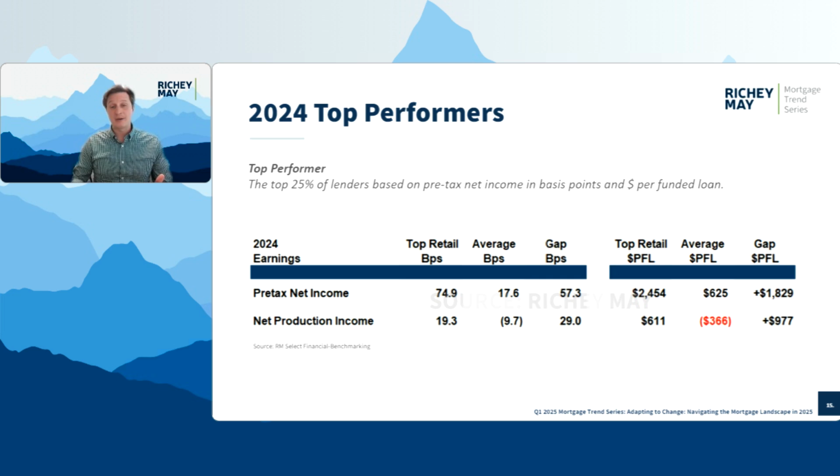And the other thing I want to highlight, and again, we'll encourage everyone to take note of these numbers, is that the top performers are not just top performers in terms of their pre-tax net income. There's also a pretty significant gap in their net production income as well. The top performers are at 19 basis points versus a 10 basis point loss. So it's about a 30 basis point difference between those groups. And on a dollars per loan basis, it's nearly $1,000 per loan. So among the top performers, in both net production income and pre-tax income, they're outperforming.